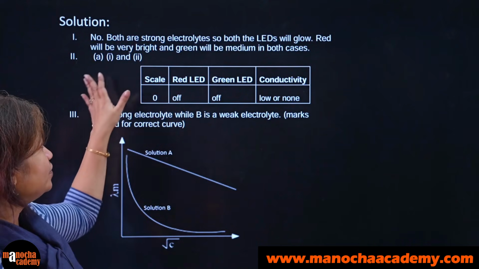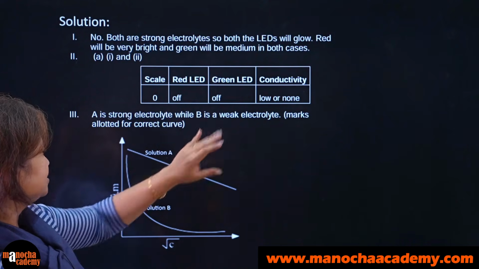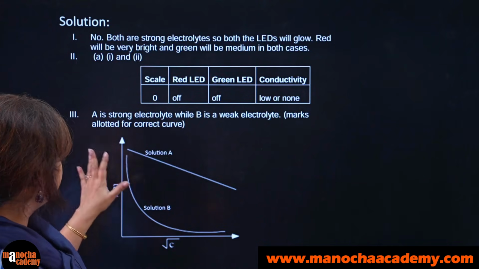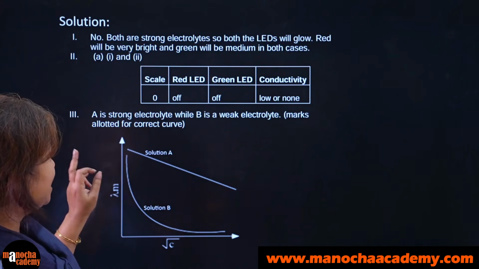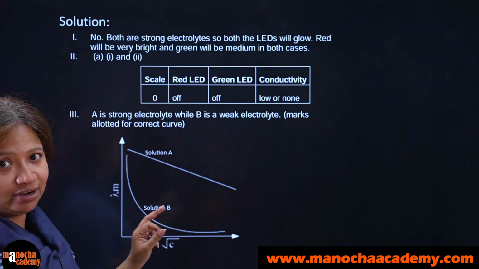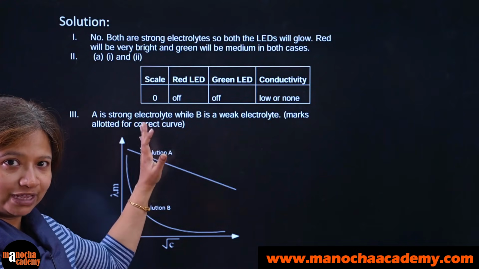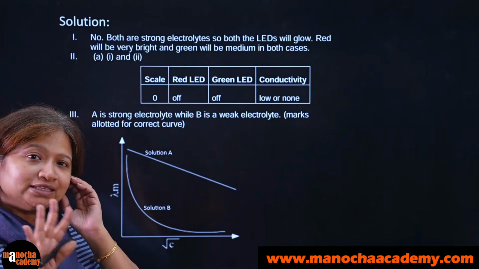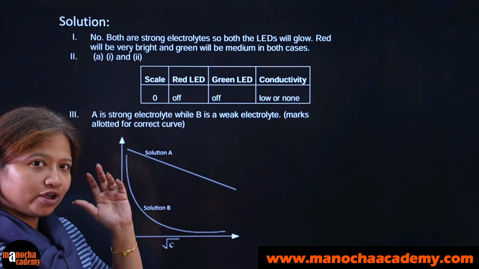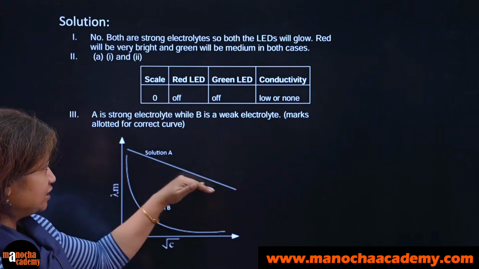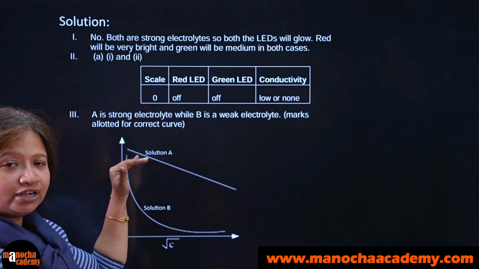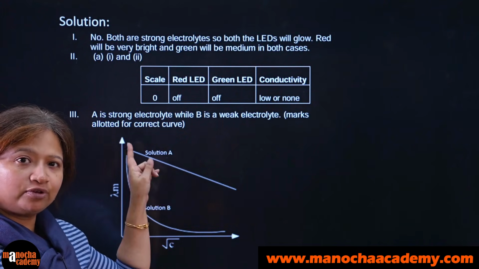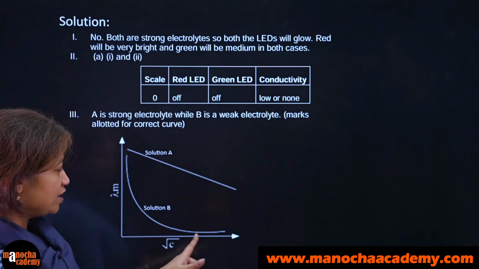So from there you get the answers, and this part of the question is from the textual part, because the question was asking, we know that A is a strong electrolyte, B is a weak electrolyte. We know this information from the textual part, and from the NCERT part we know that for strong electrolytes the graph is a straight line which does not touch the x-axis. So limiting molar conductivity we can find out by extrapolation. But for weak electrolytes, the graph is like this.